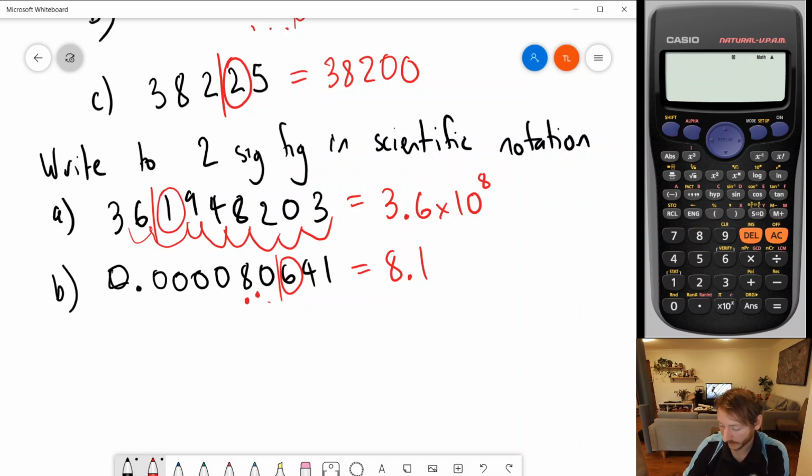How many times did I have to move the decimal point? 1, 2, 3, 4, 5. Times 10 to the 5. But this is a really small number, so I was actually dividing by 10 to the 5. So I need my negative there for the really small number.